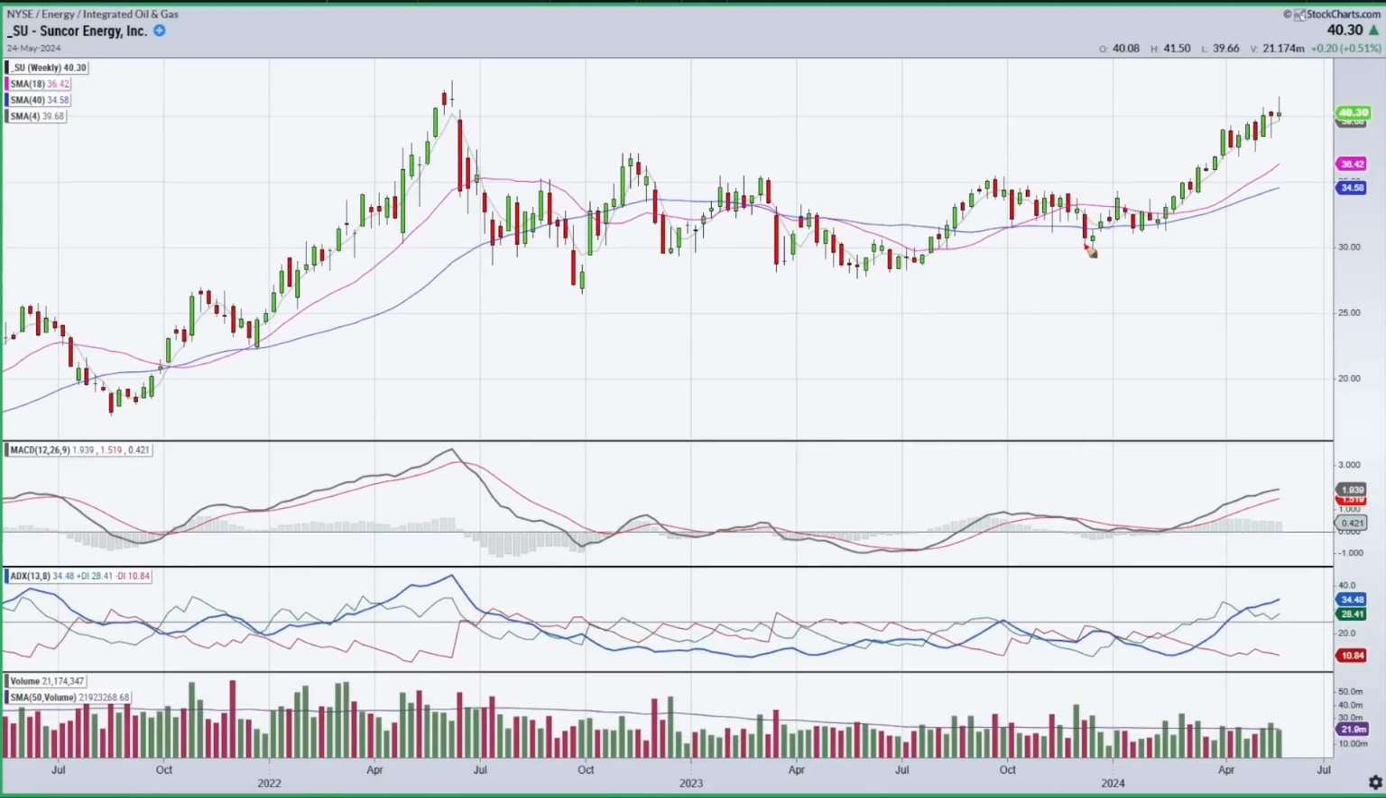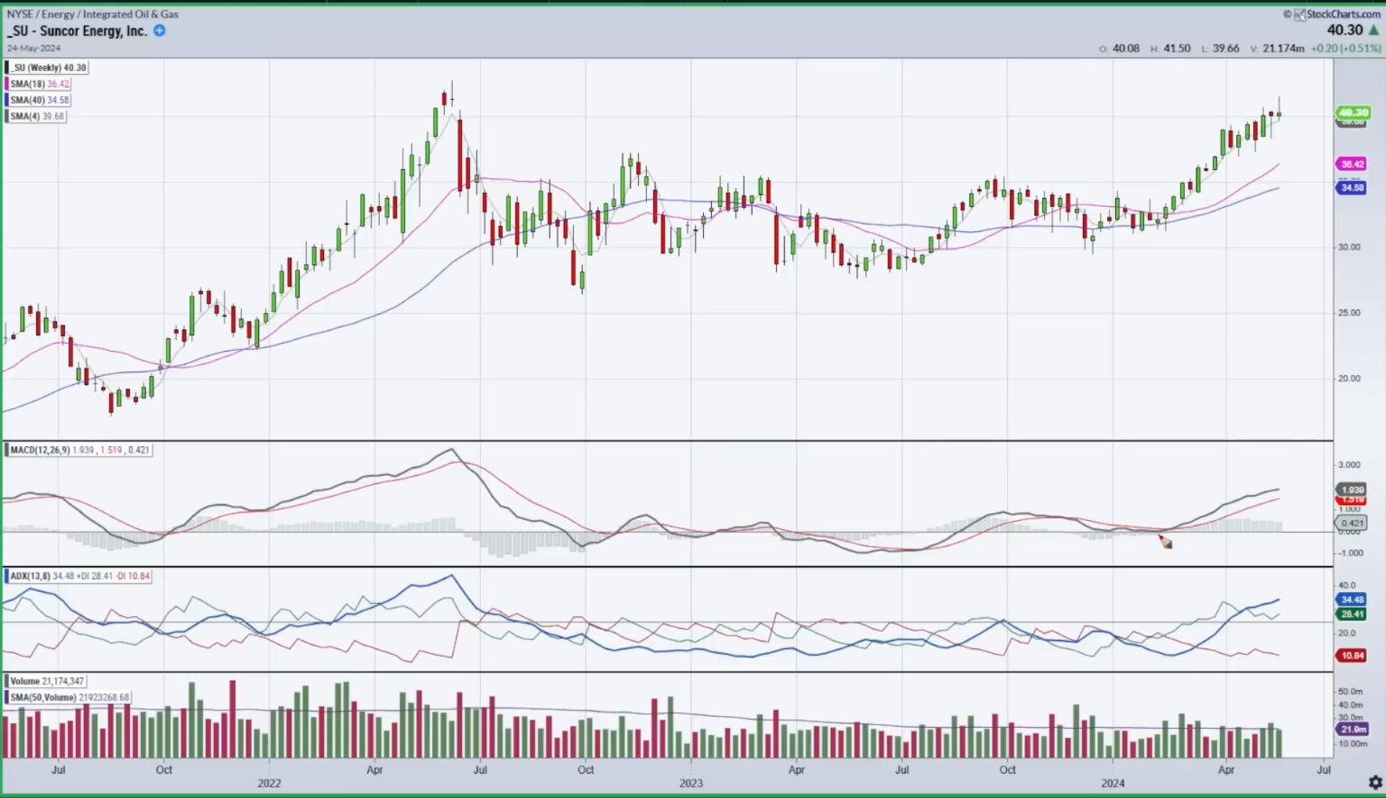So if you notice here, we have a bottom in place in SU. This is Suncor Energy on the weekly chart. We make a low, we rally up, a definitive rally, we make another pivot and turn back down. And then as we're turning back up, if you notice, the MACD actually makes a lower low right at the zero line. Okay, so it's a nice combination.